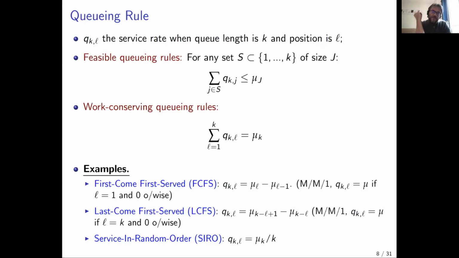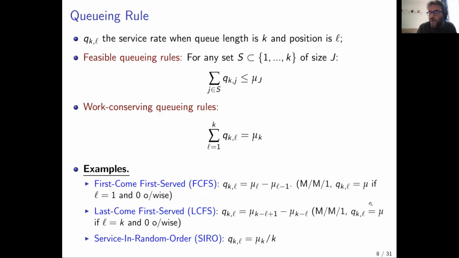Last come, first served is actually, in a sense, the other way around. So what you want to do on the last come, first serve is, given that the queue length is k, you try to maximize the service rate of the agent who is in position k, meaning the guy who arrived the most recently. So this guy will get served at rate mu1, and then the guy in position k minus 1 is going to be served at rate mu2 minus mu1, and so on and so forth. So it's kind of the opposite of first come, first served.